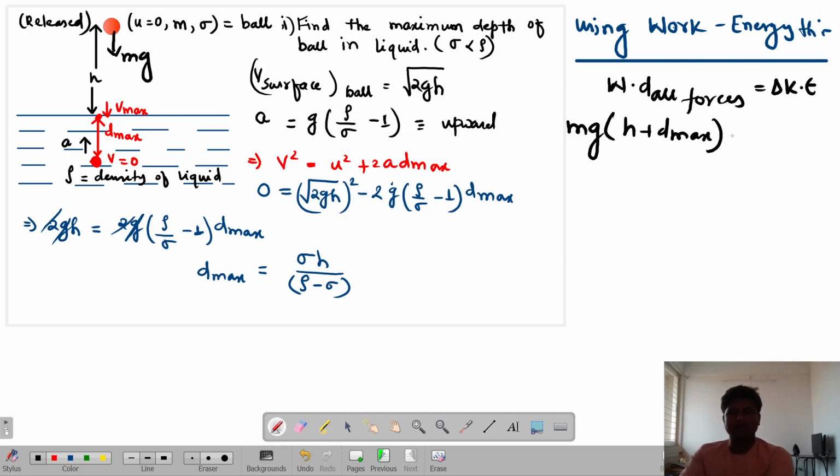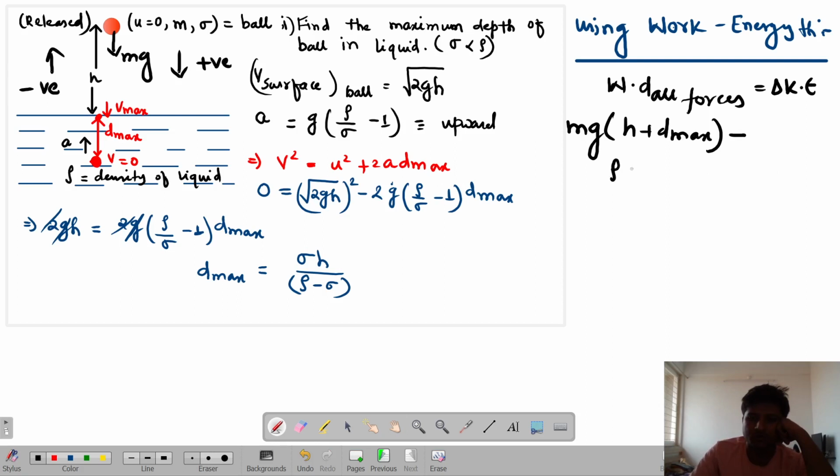Correct? If I'm taking the downward direction as positive, then the upward direction should be negative, and the force of buoyancy is working in the upward direction only. So the force of buoyancy should be negative basically. And what is the force of buoyancy? It is rho into volume immersed, which is the total volume, into gravity g, and it works for displacement only d max, isn't it? And that is equal to the change in kinetic energy. Initial velocity was 0, final velocity is also 0. So the change in kinetic energy is 0, isn't it?